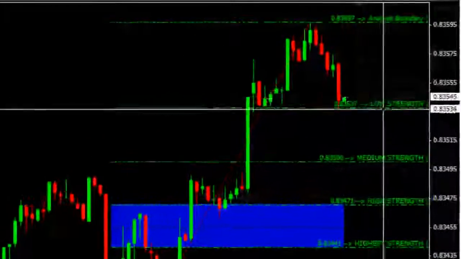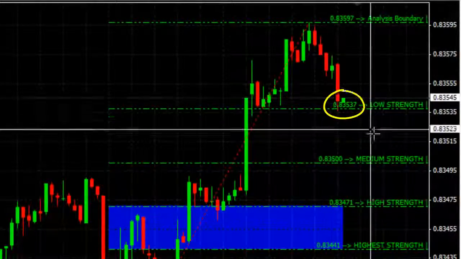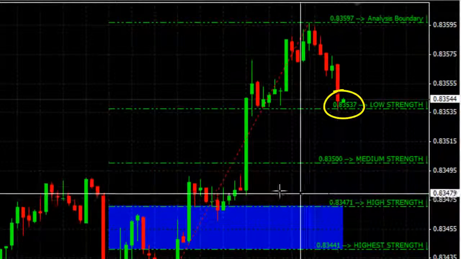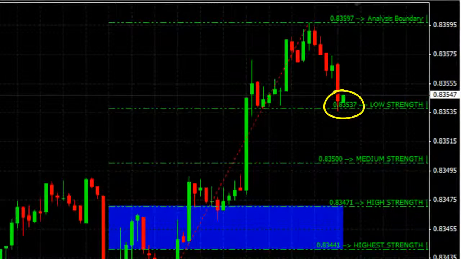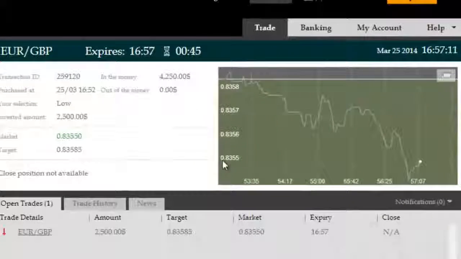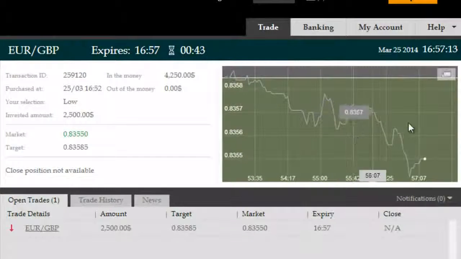Once again, now we're at the low strength boundary. This is always a point of reversal. So let's analyze this reversal. You see that green bar? Price is now trying to reverse. How do we know if that's a valid reversal, and will it affect our trade? Are we in danger here?